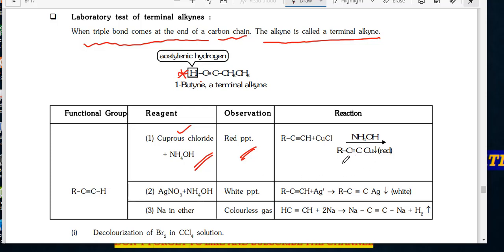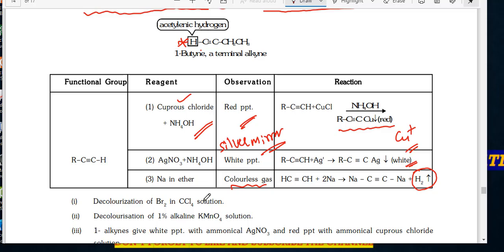Why is it giving a red precipitate? Like this, here copper in +1 oxidation state is there, and it is red in color. Then ammoniacal silver nitrate, that means the silver mirror test, which we also use for carbonyl compounds, aldehydes. Here also silver is getting deposited, that's why a white silver precipitate. Then sodium in ether gives a colorless gas, that is hydrogen gas. So these are the tests for terminal alkynes.